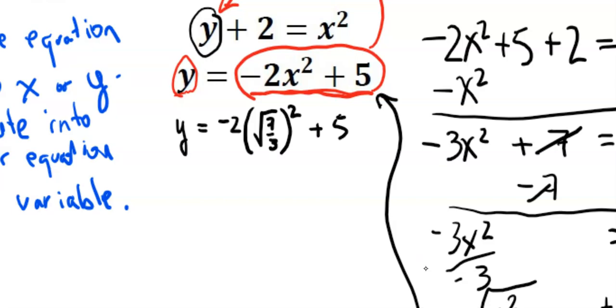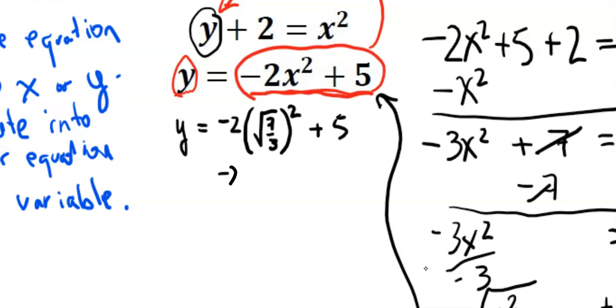plus 5. Now, I don't need to put both a positive and a negative value in here because the squaring eliminates the negative, because a positive times a positive is positive, but a negative times a negative is also positive. So the squaring removes that plus or minus, so I can forget about putting it in both values.